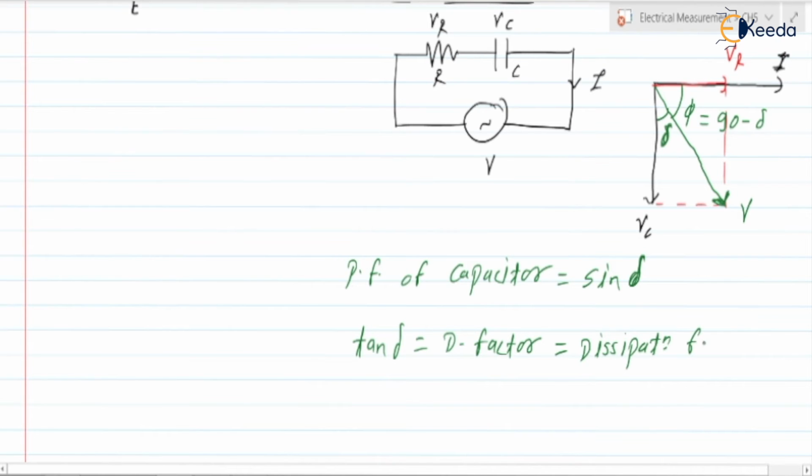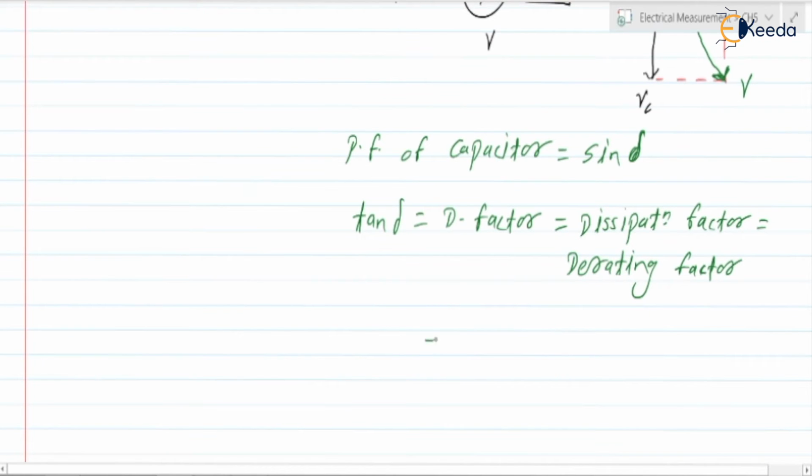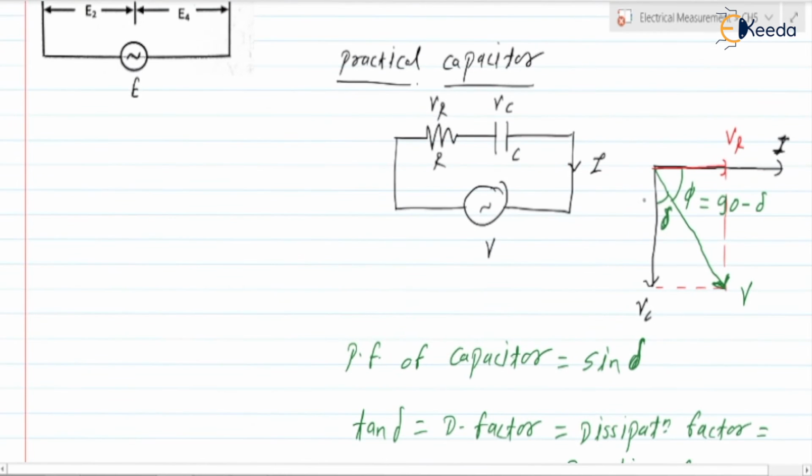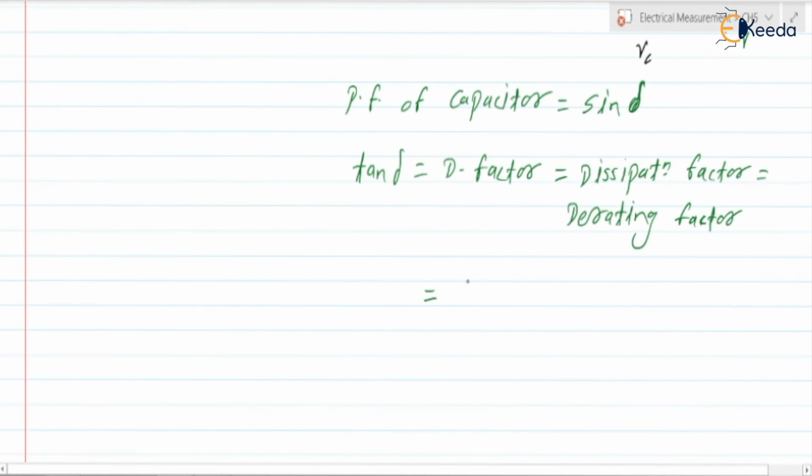Dissipation factor, or it is also known as a derating factor, of a capacitor. So can we write tan delta is equal to, if we consider this triangle, this angle is 90 degree. If we consider this triangle, tan delta is nothing but this side, that is VR divided by VC. We can write it is VR by VC.